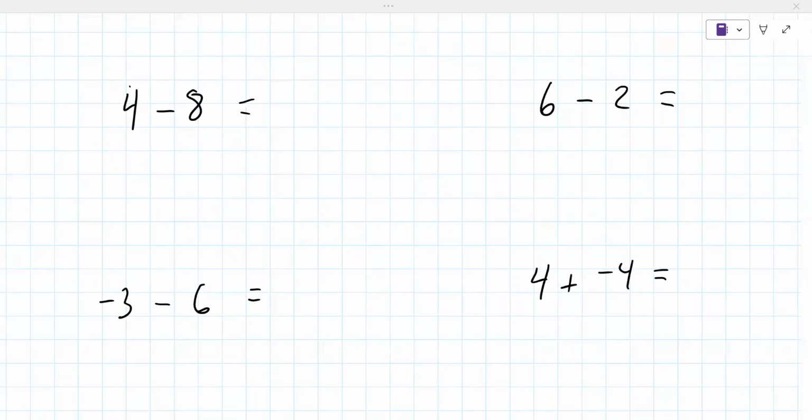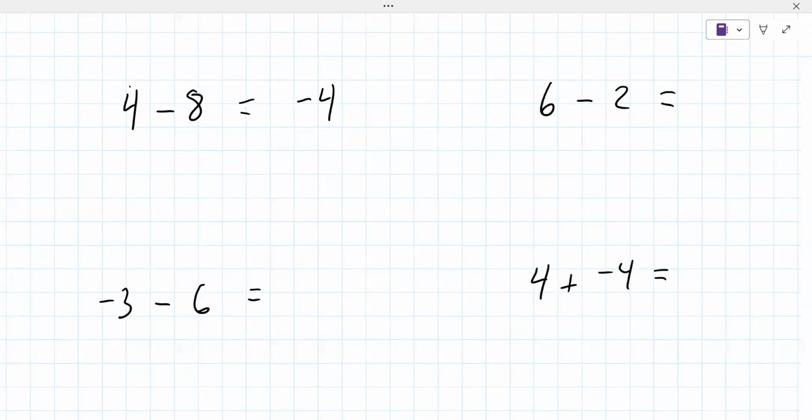Okay, so for the first one, I got -4. Good. And then the one under that, I got +3. Okay, so these are same sign. Oh, I thought... Yeah, okay, I got -3.